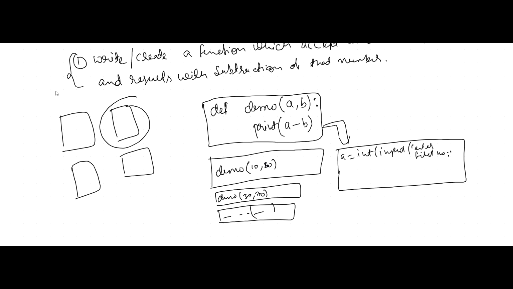Okay, and the same may be input, enter second number. That's it. And then you just call the function here, demo a comma b. Whatever this code you run, it will ask for an input for a and for b. Whatever numbers you want to subtract, give the input for a and b, and this function will get called with those values and the result will get printed. So this is how passing of parameters works in a function.